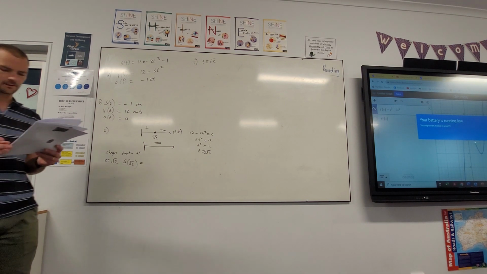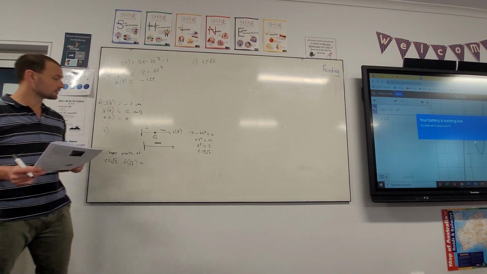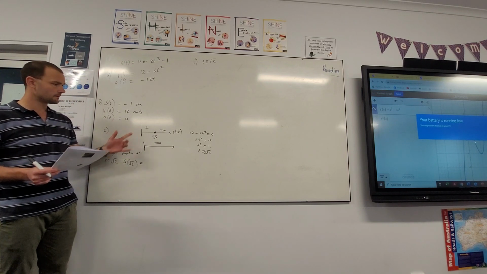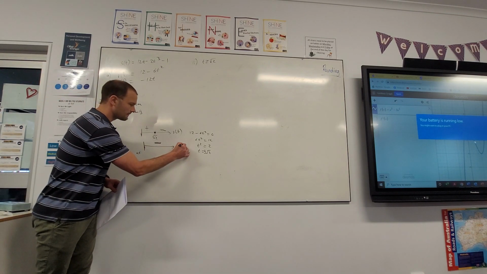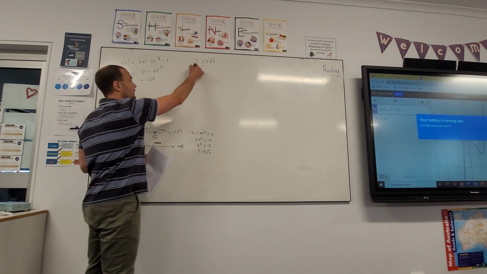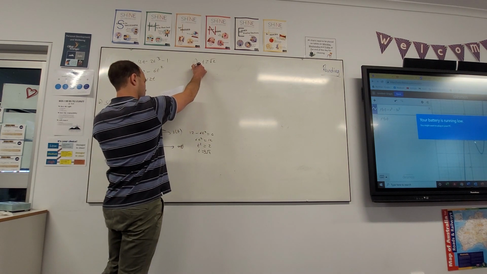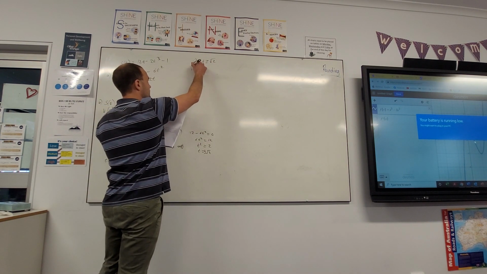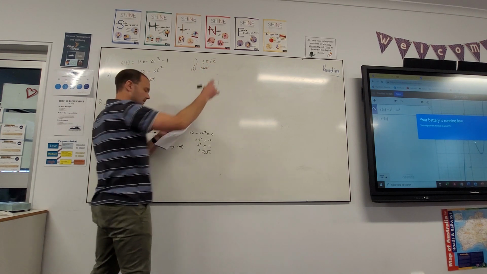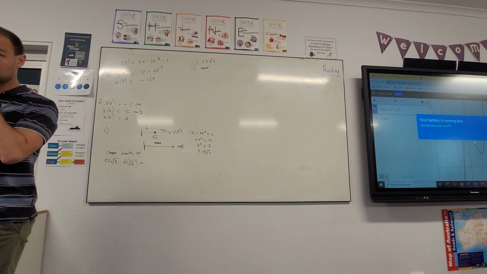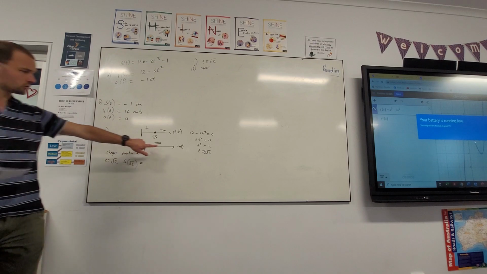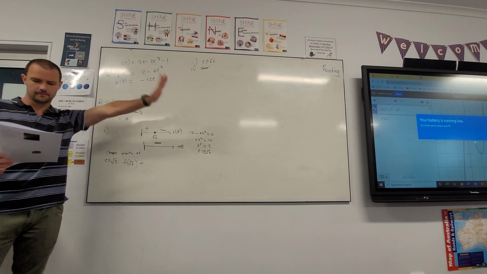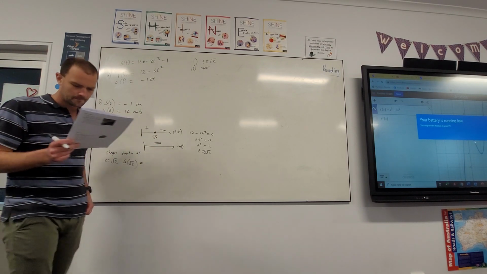Okay, how about when is velocity increasing? Velocity is increasing when acceleration is positive, and acceleration is never positive. So that's part 1, part 2: never. Never, because the acceleration function is never positive for positive values of time.